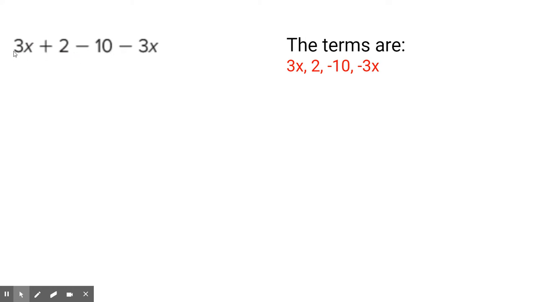But if we pull these out individually, 3x is a term. If positive 2 is a term, we don't put the positive there, then this minus 10 really is -10. And this minus 3x becomes -3x when we pull them out by itself. Those are the terms of that expression. There's 4 terms. And again, remember, terms are separated by addition and subtraction signs.